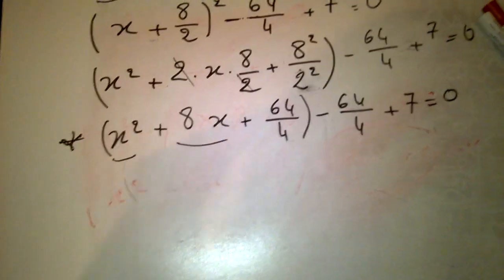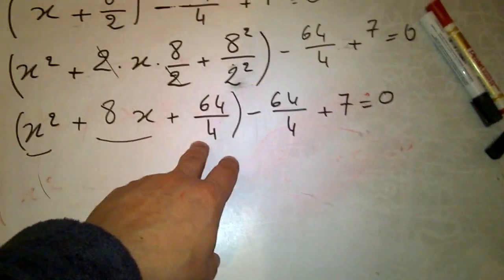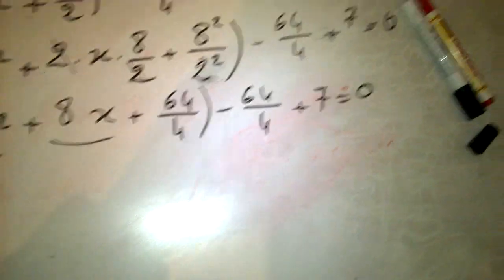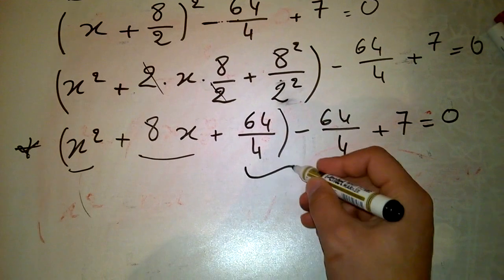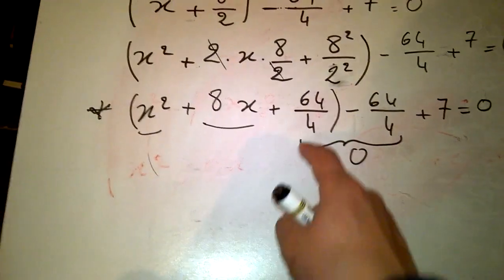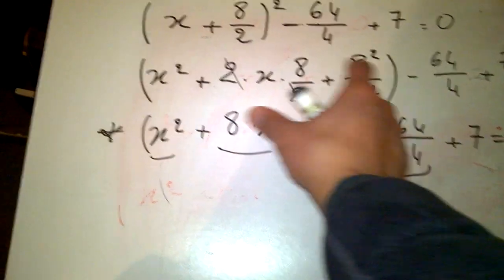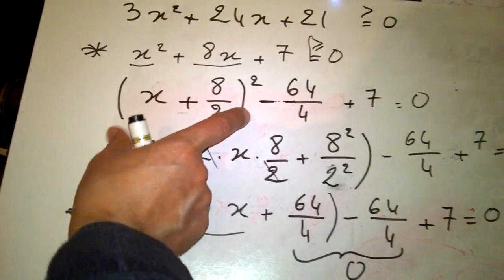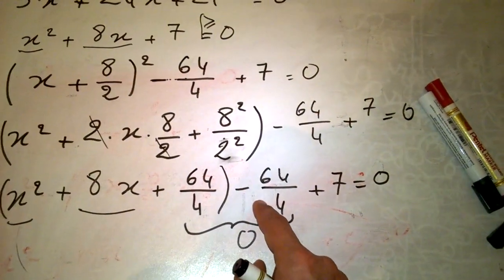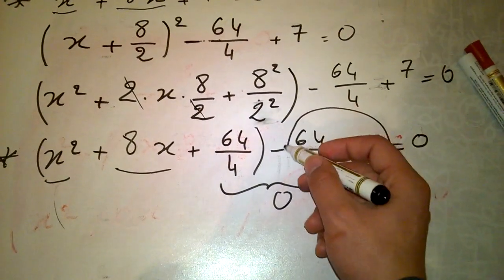Okay. So now if we open the bracket, this plus 64 over 4 minus 64 over 4 will be 0, right? But we don't want to open the bracket because we need the 64 over 4 inside the bracket to get this squared. And this subtracting it back, we add it to the c.